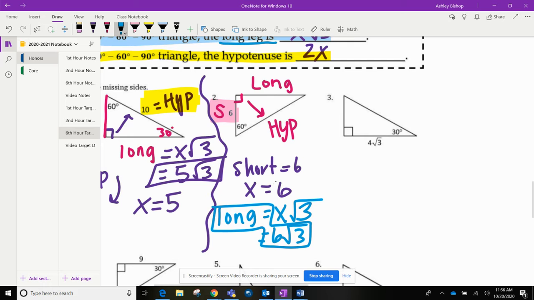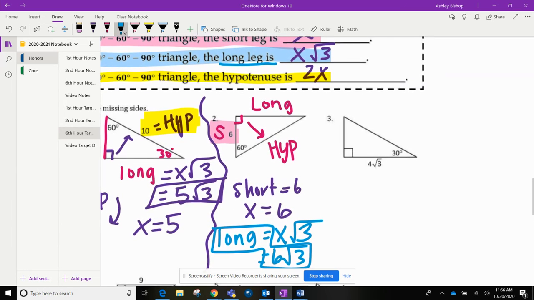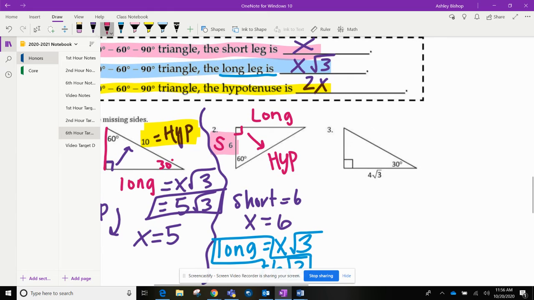And then I need to find my hypotenuse, which I'm going to follow the same idea. I'm going to find the rule for my hypotenuse. So in a 30, 60, 90, the hypotenuse is 2 times X. So I'm going to take 2 times X. And I know what my X is. My X is 6. So my hypotenuse is 2 times 6, which is 12. So my hypotenuse is equal to 12. So you need to find me both of the missing sides. I need to see all of this work.